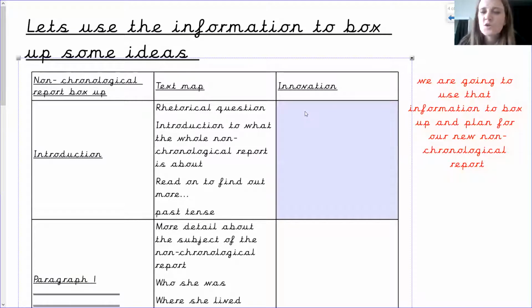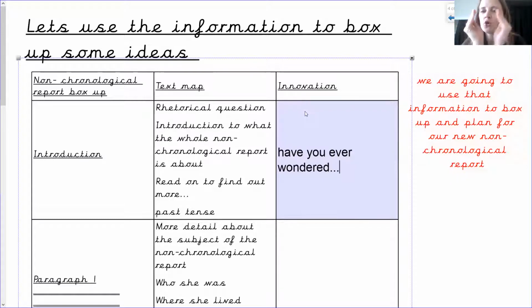The first part of my introduction says that it should include a rhetorical question. Now, this will get our readers thinking and wanting to read more of the non-chronological report. So a lot of our rhetorical questions start with, have you ever wondered? So I'm going to write, have you ever wondered? And then I'm going to do that because we will then obviously add to this when we go.